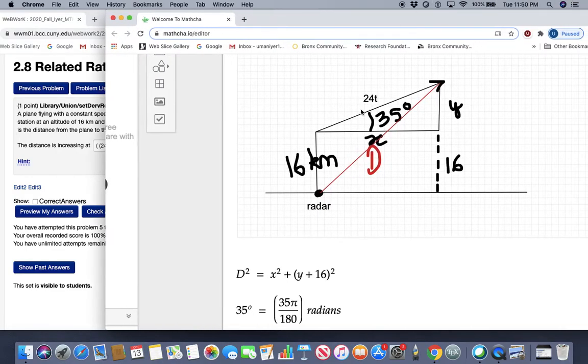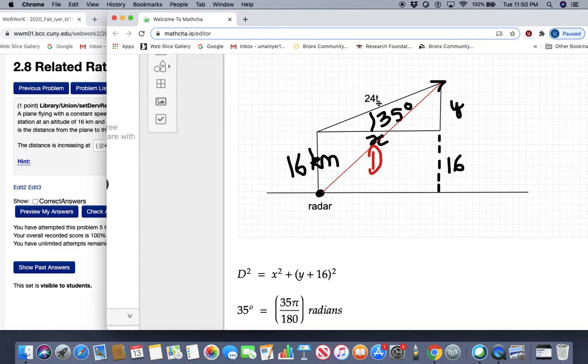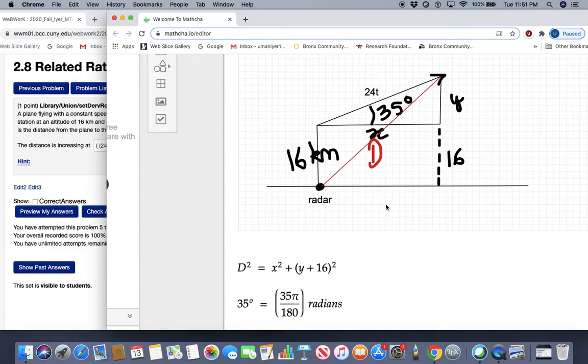So 24t is this distance because it's flying at the speed of 24 kilometers per minute. So after t minutes, it is 24t. Here I have a right angle triangle. So D squared is x squared plus (y plus 16) squared. This angle is 35 degrees, but you need to convert it to radians. So 35 times pi over 180 radians.